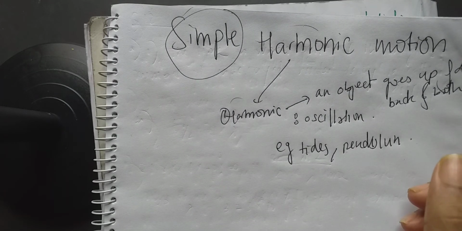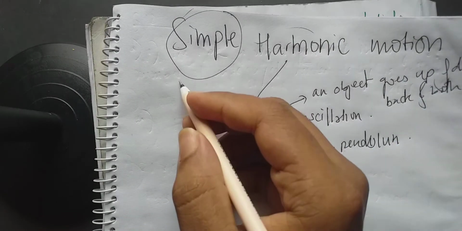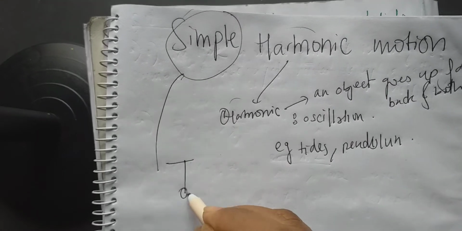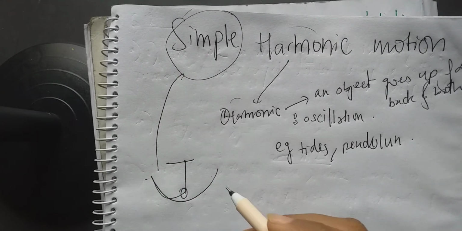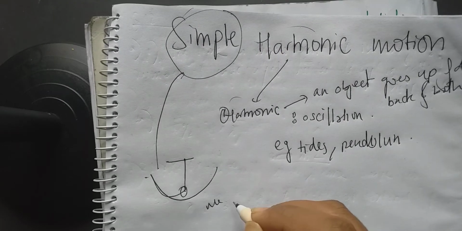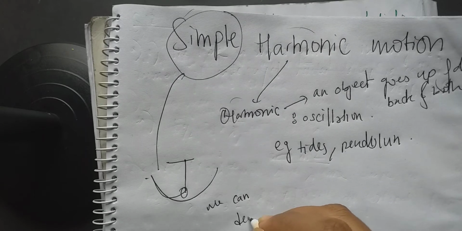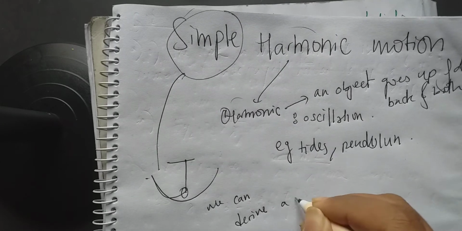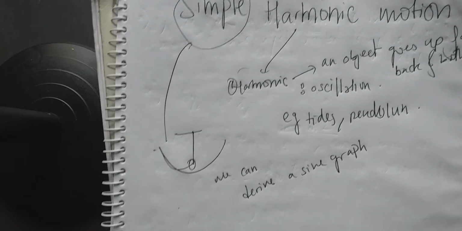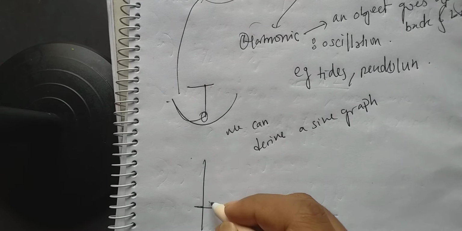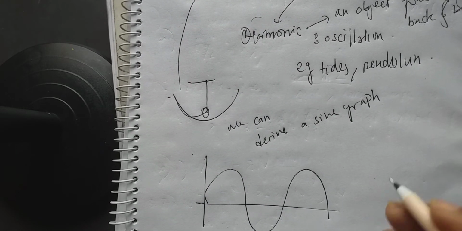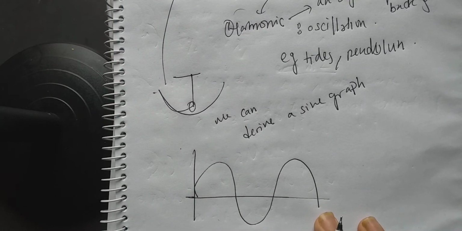And if you look at the word simple, for instance, we get a pendulum and it's moving from this side to this side. So what we can do is we can derive a sine graph, or if you draw a graph for its displacement, you will see it will follow a sine graph or a sinusoidal wave like graph.